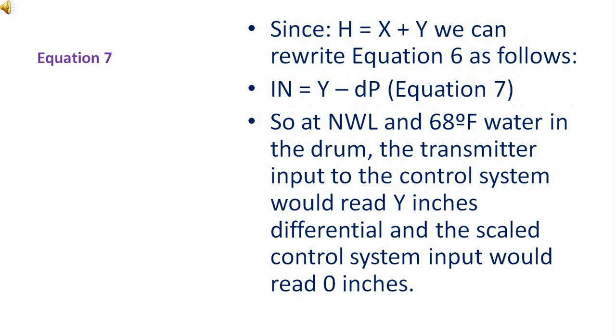Since H equal to X plus Y, we can rewrite equation 6 as follows: In equal to Y minus dP, equation 7. So at NWL and 68 degree Fahrenheit water in the drum, the transmitter input to the control system would read Y inches differential and the scaled control system input would read 0 inches.